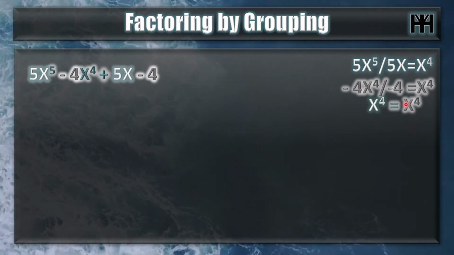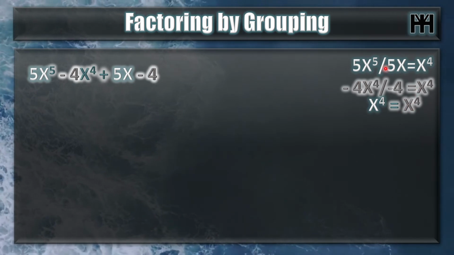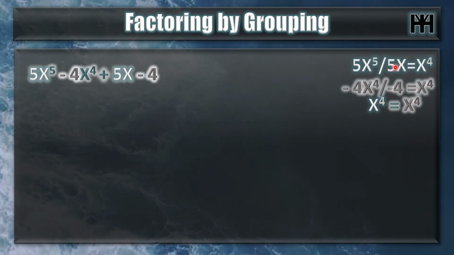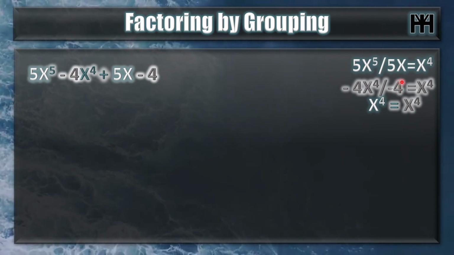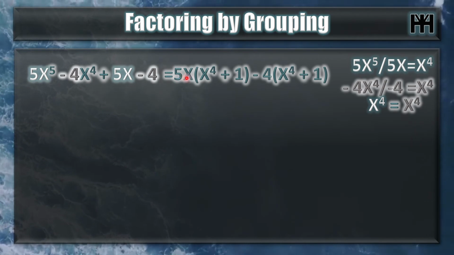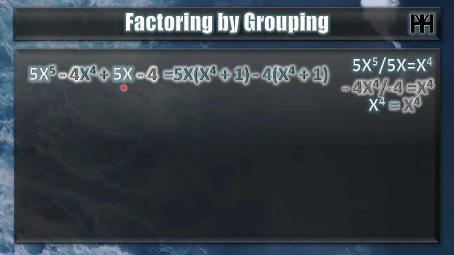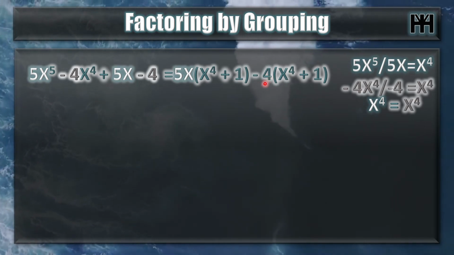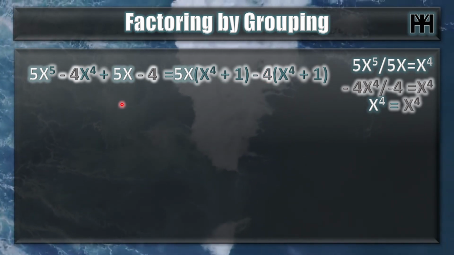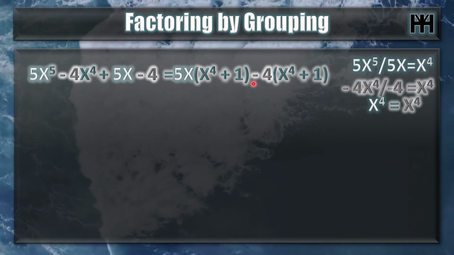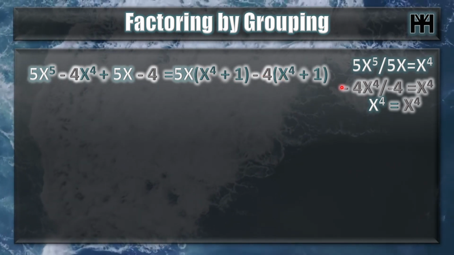So you see here, x^4 is equal to x^4. So both of them are the same. Both of their divisions give you the same answer. So you will start here. You take 5x as a common factor between these two, and negative 4 as a common factor between these two. So we have 5x multiplied by (x^4 plus 1) minus 4 multiplied by (x^4 plus 1).